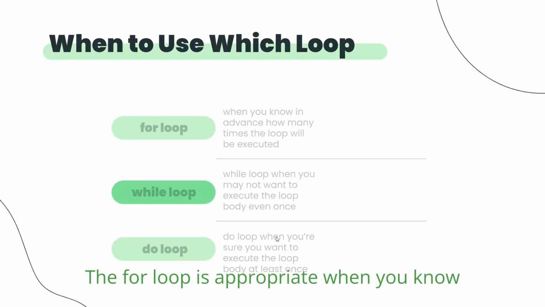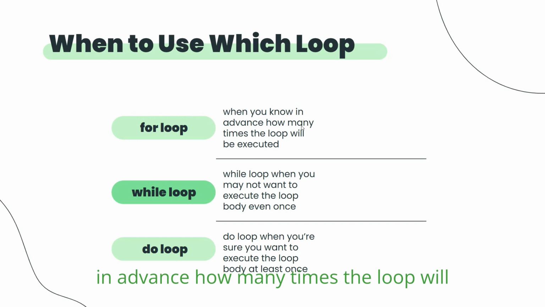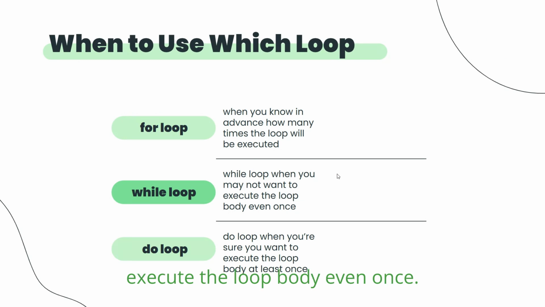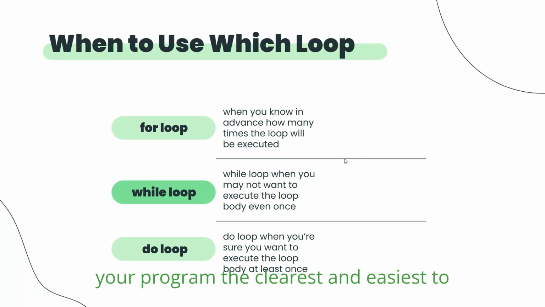Now, when to use which loop? The for loop is appropriate when you know in advance how many times the loop will be executed. A while loop is generally used when you may not want to execute the loop body even once. And we use a do loop when you are sure you want to execute the loop body at least once. You can actually make any of the loop types work in almost any situation. You should choose the type that makes your program the clearest and easiest to follow.